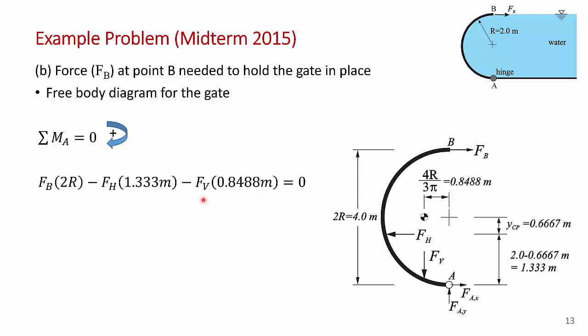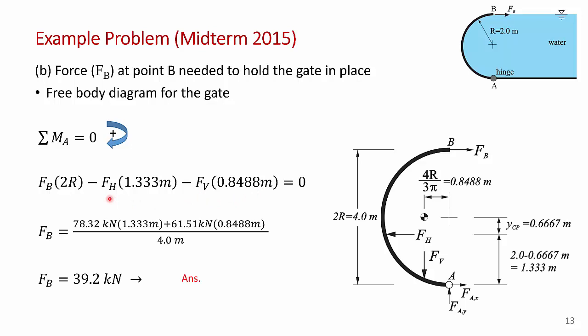And then it's just a matter of substituting in the forces that we have here and recognizing that the moment arm for B is 4 meters, and you get an answer of 39.2 kilonewtons. I always recommend rounding final answers to 3 digits. And that completes this problem.